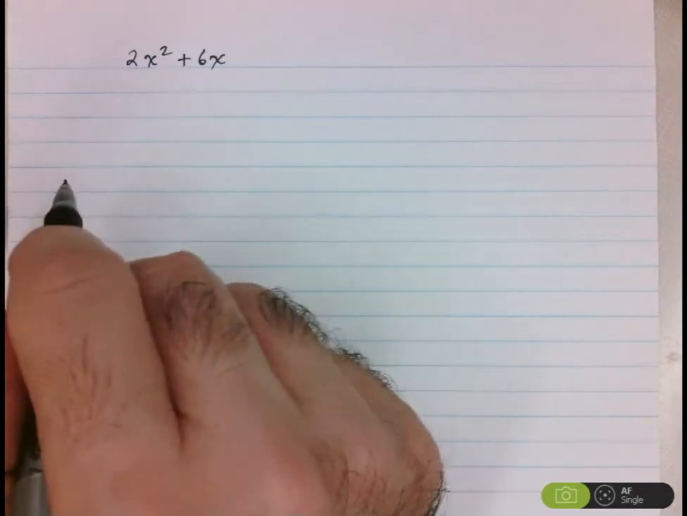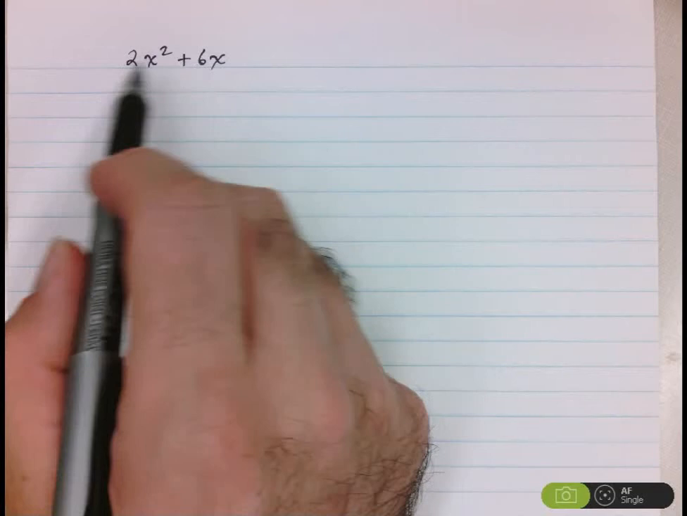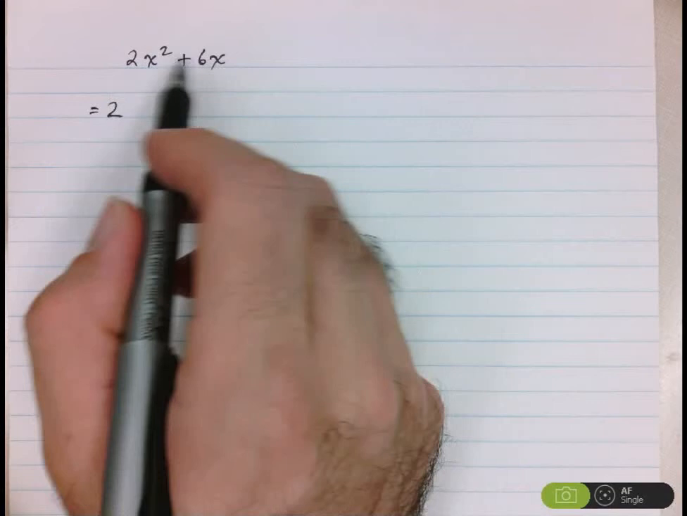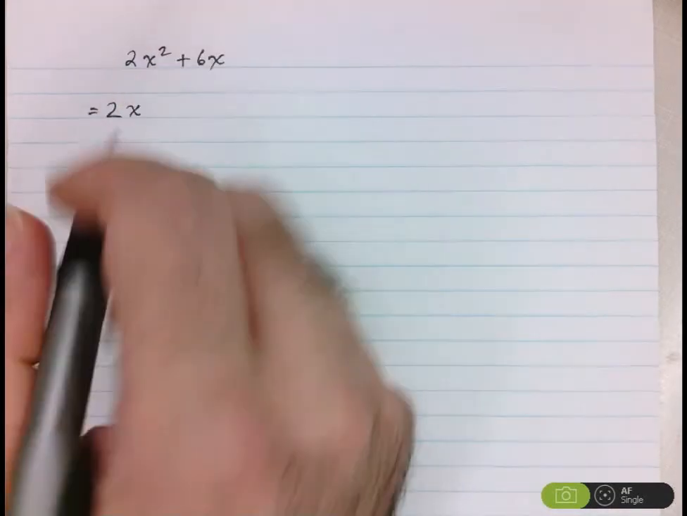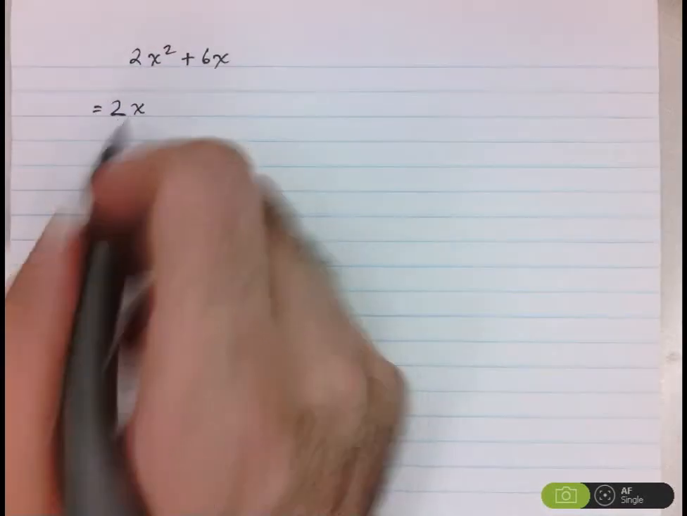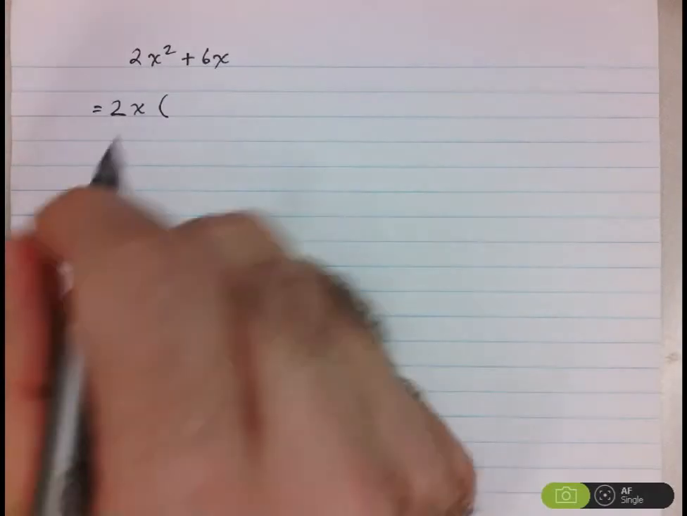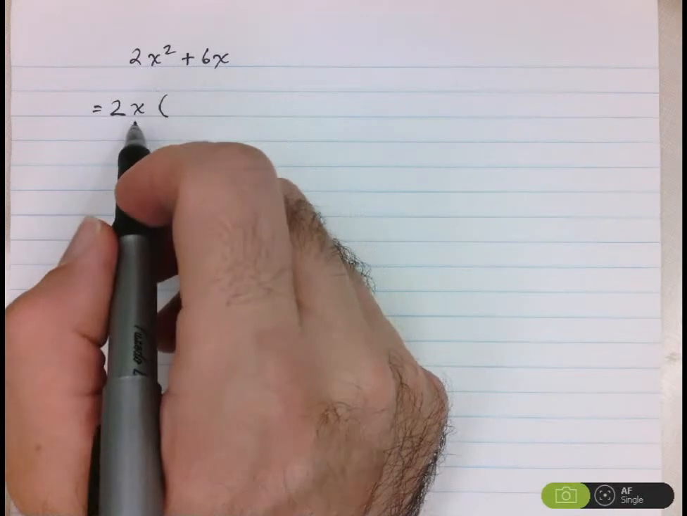And the way we did that before was we looked for a common factor. So here I look at the two coefficients, and I see that 2 and 6 have a common factor of 2. And I look at the variables, and I see that the variables have a common factor of x. And that becomes the first expression of my product. The second expression of my product will just be what remains once I remove this common factor of 2x.